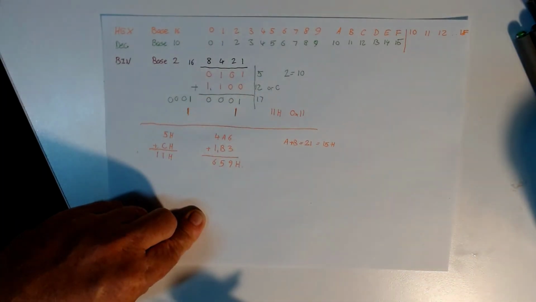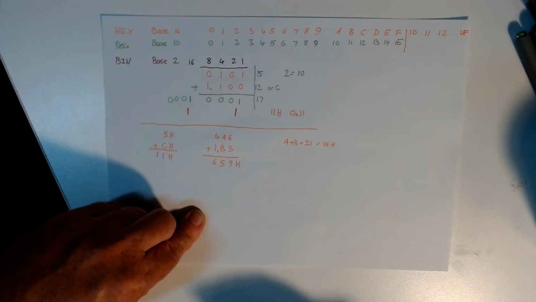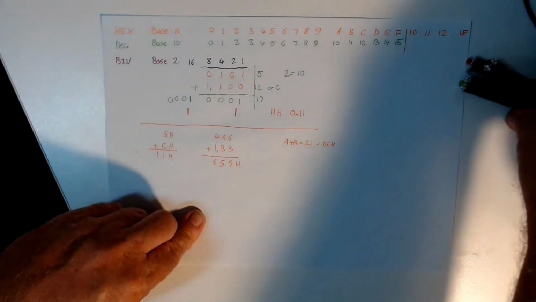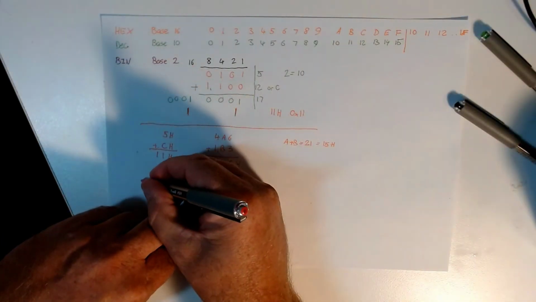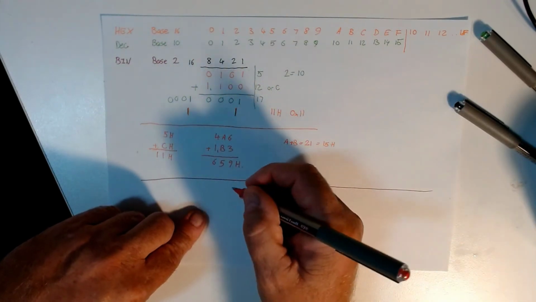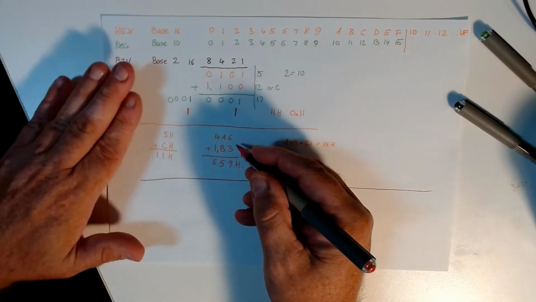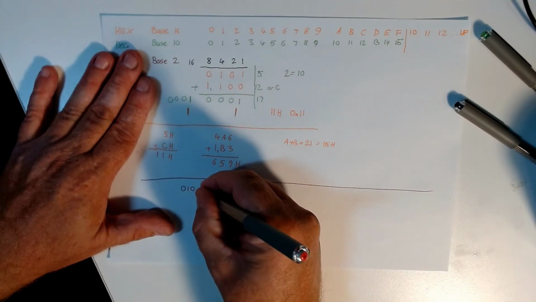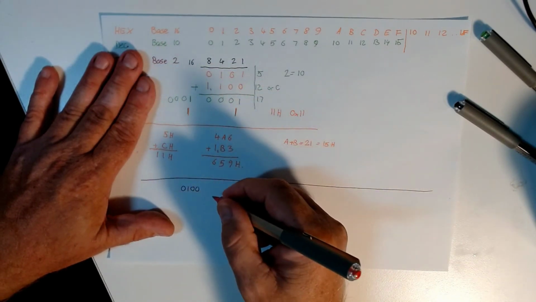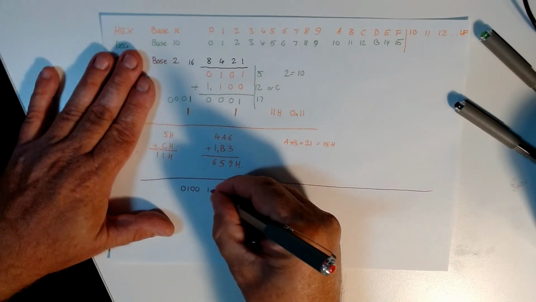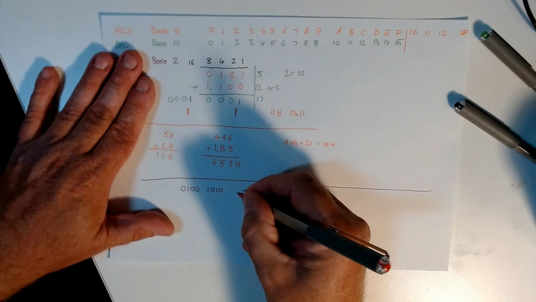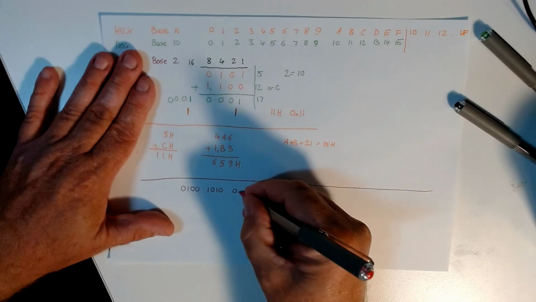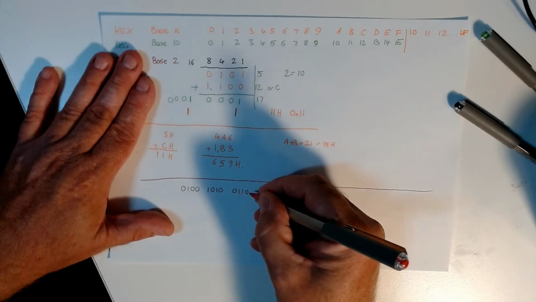I feel this can be a little bit confusing, and I actually find adding these larger numbers in binary a little bit easier. So let's go through and do that. We'll just choose a different pen colour. So first of all, let's convert the numbers. 4 is 0, 1, 0, 0. A is 1, 0, 1, 0. 6 is 0, 1, 1, 0.